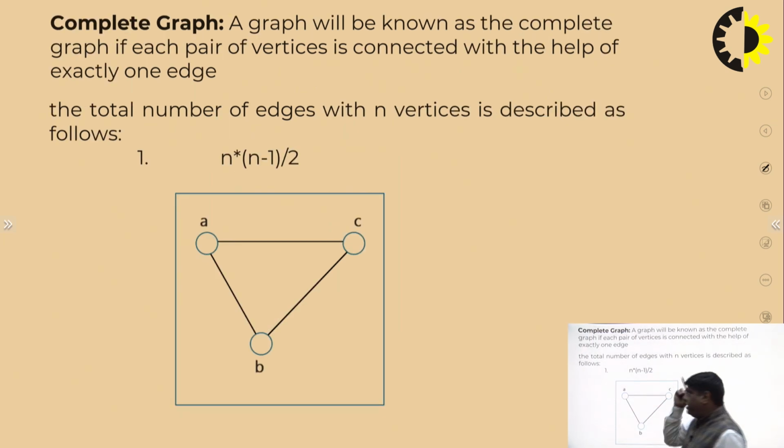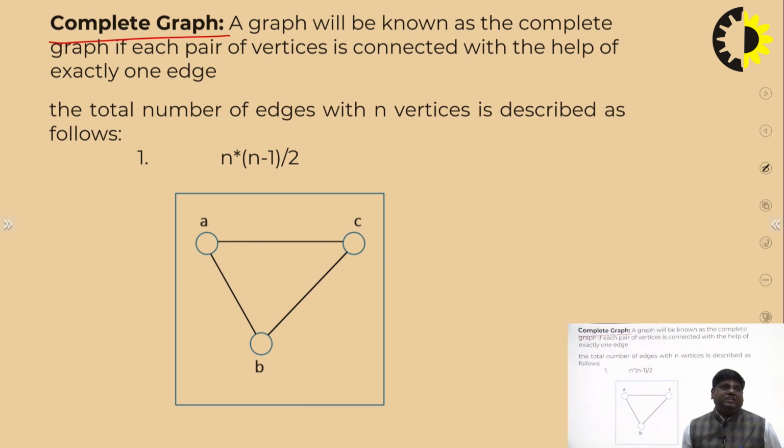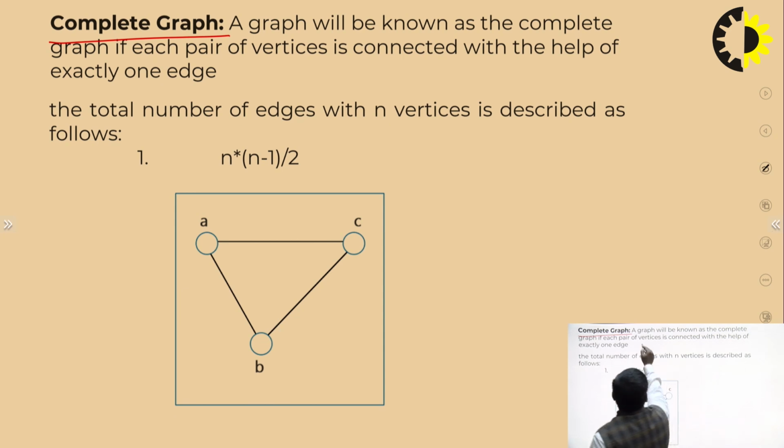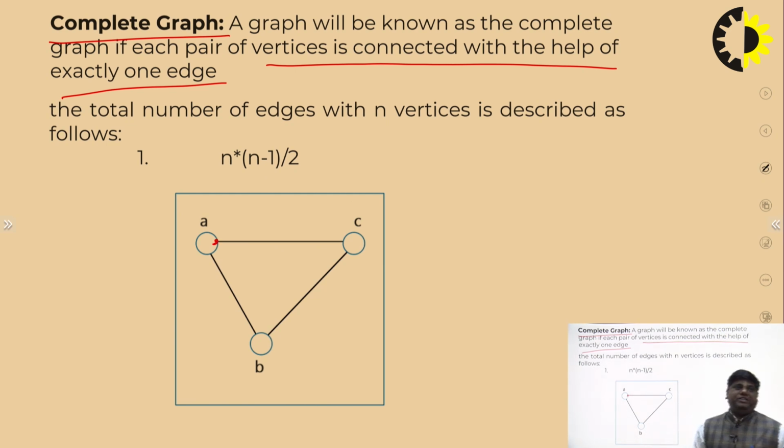We move on to another important type of graph, known as the complete graph. That is a very simple definition of the complete graph, and it is very easy to understand. A graph is known as a complete graph if every pair of vertices is connected exactly once. It means every node is connected to every node. That is a very simple definition. That type of graph is known as the complete graph.